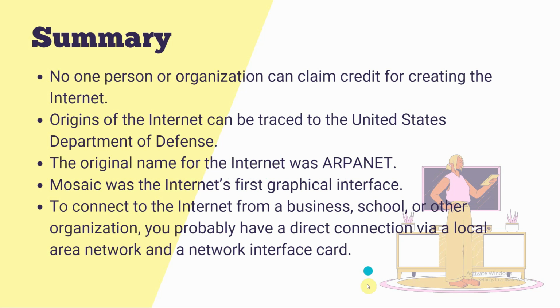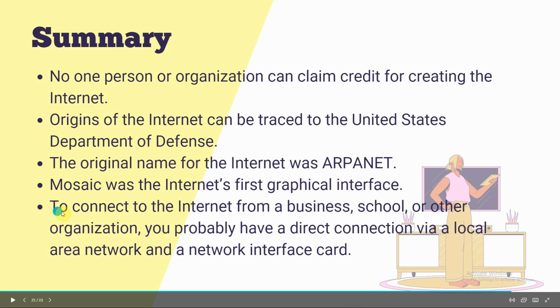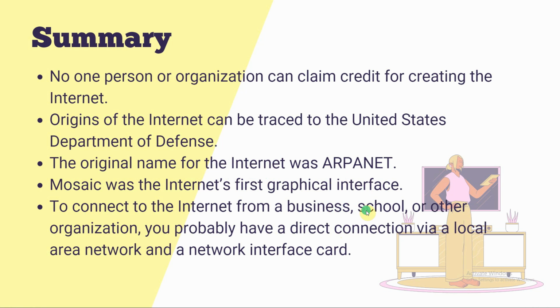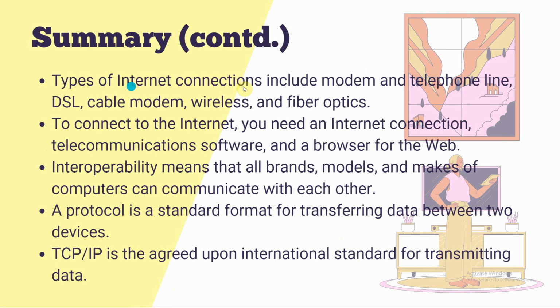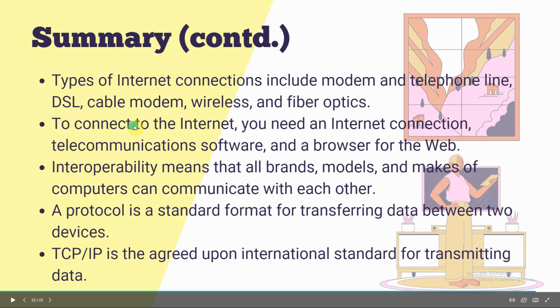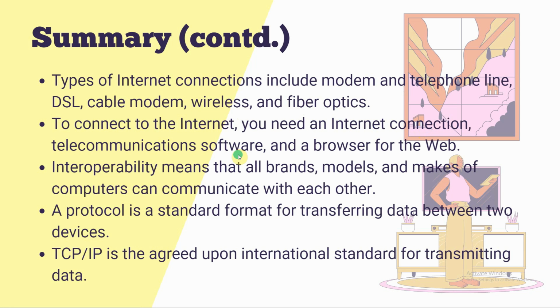And Mosaic is the internet's first graphical interface. Connecting to the internet from a business, school, or organization, you have a direct connection by a local area network, a NIC, or a Wi-Fi dongle if you need. Then the types of internet connections include modem, telephone line, DSL, cable modem, wireless, and fiber optics. And to connect to the internet, you need an internet connection, telecommunications software, and a browser for the web. And the term is interoperability.